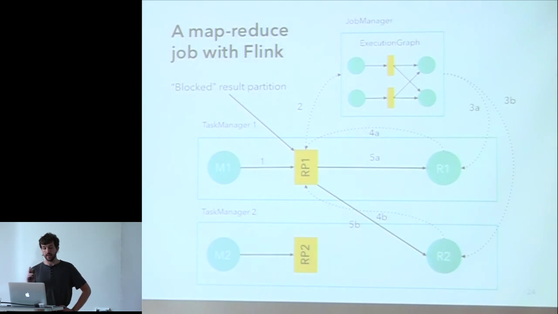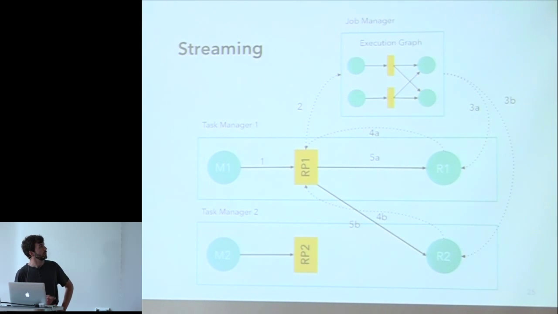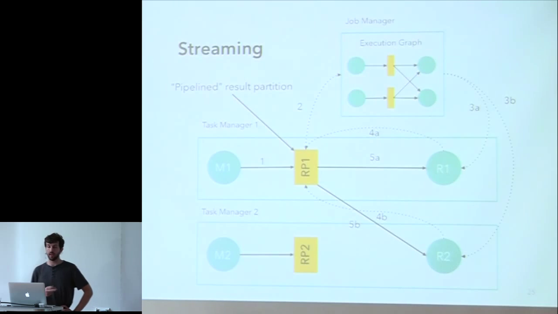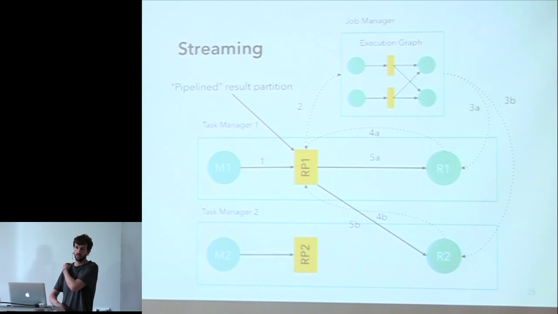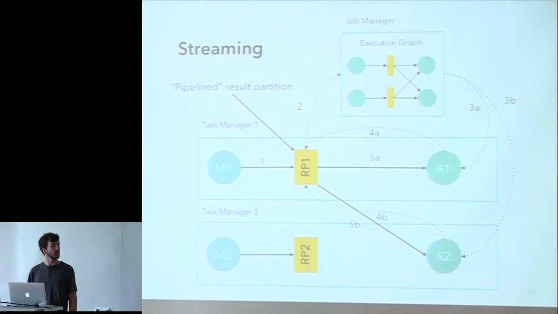And in the case of, for example, a simple map reduce job or a batch job, this can be blocking. So we have to materialize the whole result partition first. Or if we have, for example, a streaming job, we can also do a map reduce job in streaming. The execution looks basically the same, but we use the pipelined result partition, which means that once data is available for the result partition, we notify the job manager, and the next task can consume the results. That lets us pipe the data through the system in a streaming way.